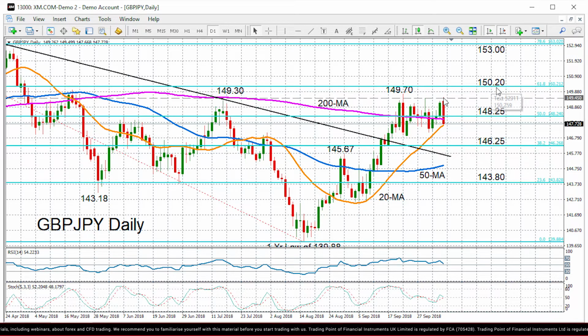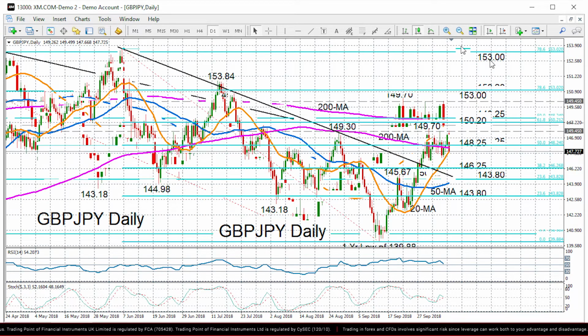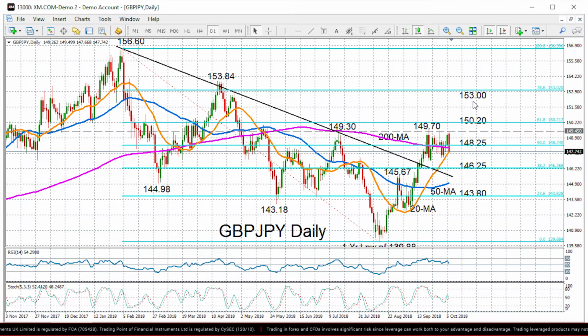Above that, we have 150.20. That's the 61.8% Fibonacci retracement, and then further up, we have 78.6% Fibonacci at 153, and then if pound yen was able to break above 153, then we've got that April top of 153.84. So basically, if pound yen was able to clear the 61.8% Fibonacci, that would further strengthen the bullish medium-term picture and also help shift the longer-term outlook to a more bullish one.